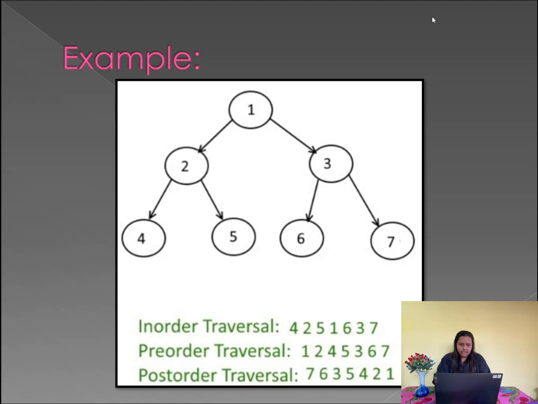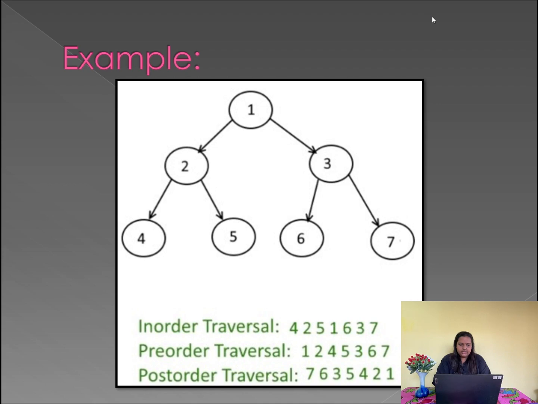From node 2, go to left child 4. Node 4 has no children, so we visit 4. Then we visit its parent 2. Then we go to the right side, 5. So from the left subtree we get 4, 2, 5. Now we come back to the root and visit 1.